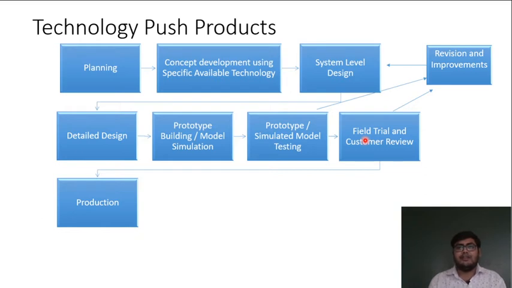And if they feel that there is some chance of improvements or we need to make some revisions, then again we will go back to system level design and the process will be followed. If customers are happy, then we can move on to production. So this is what changes we need to make in our generic product development process. This is how we adapt the generic product development process for technology push products.